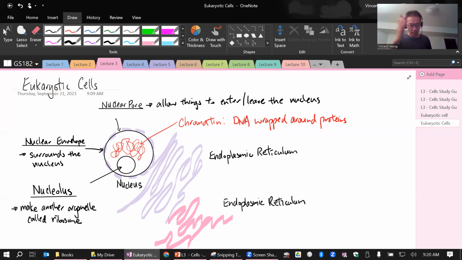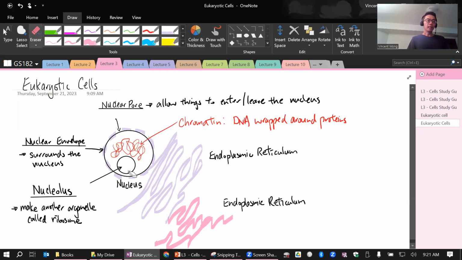Let's backtrack a little bit. In the nucleolus, the seed of the avocado, that is where you will make something called ribosomes. The ribosomes, once you make them, will exit the nucleus through the nuclear pores. So the ribosomes will come out.